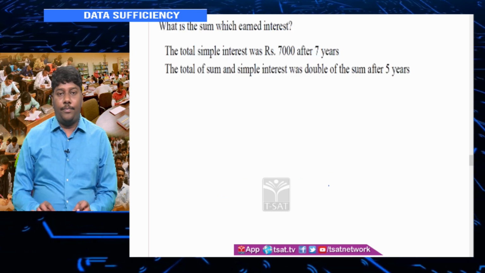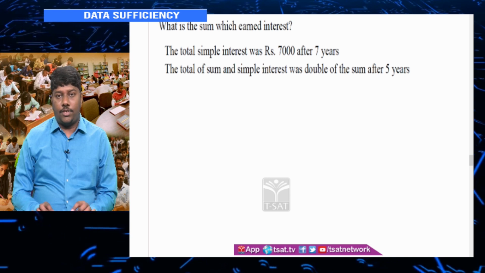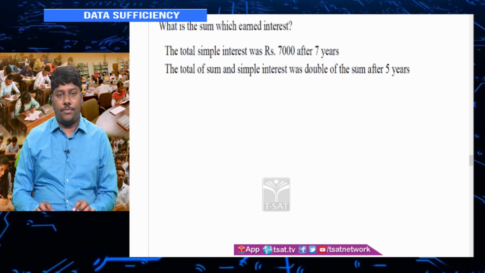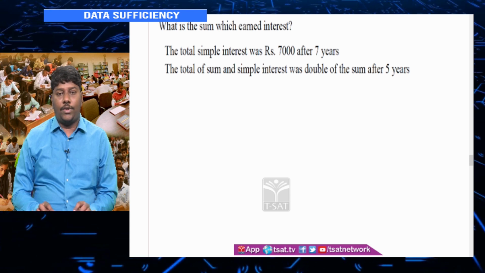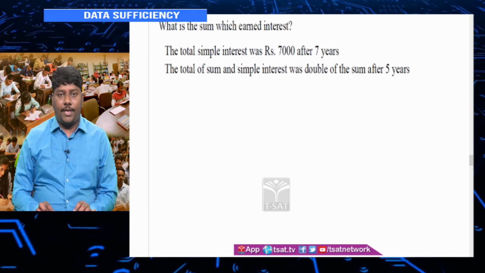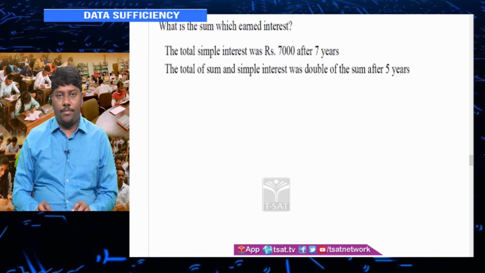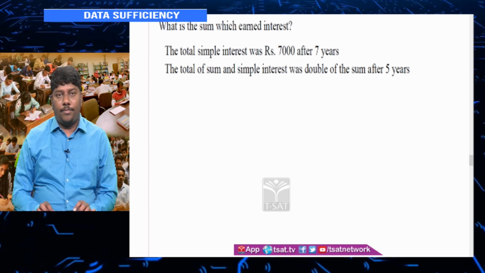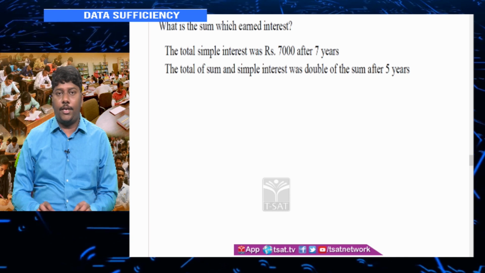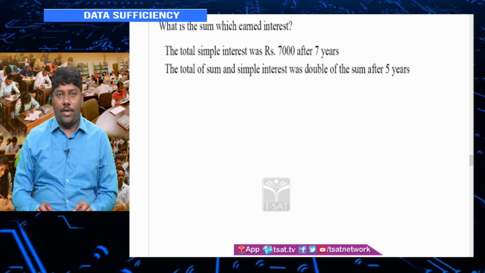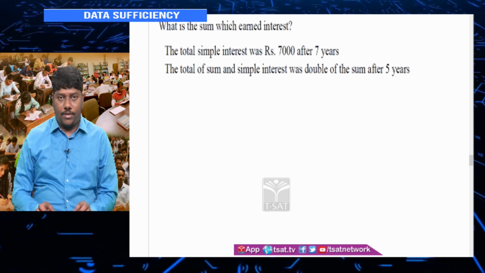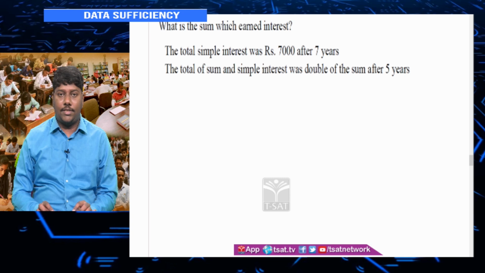What is the sum which earned interest? He is simply asking about interest, and no type of interest is given, so take it as simple interest. The total simple interest was 7,000 after 7 years. So per year the interest is 1,000, because simple interest is always the same. Simple interest is always proportional to the number of years. For 7 years it is 7,000, so for 1 year it is 1,000. But just knowing 1,000 is the interest, can I find out the sum we put in? No, we cannot. So statement 1 is not sufficient to answer the question.